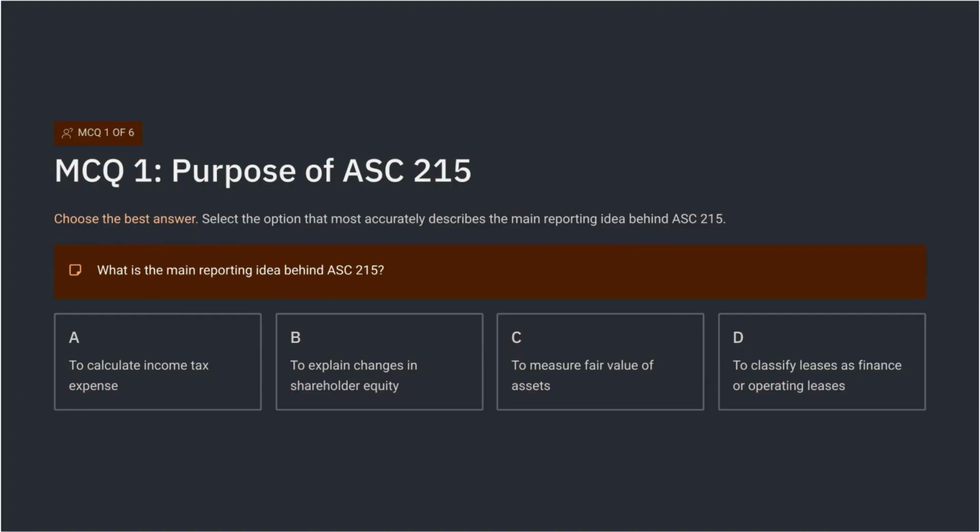What is the main reporting idea behind ASC 215? Your options are A. To calculate income tax expense, B. To explain changes in shareholder equity, C. To measure fair value of assets, D. To classify leases as finance or operating leases. Think about the name of the topic, Statement of Shareholder Equity. The keyword is not tax, fair value, or leases. Take a moment, select the best answer, and then we will check it.